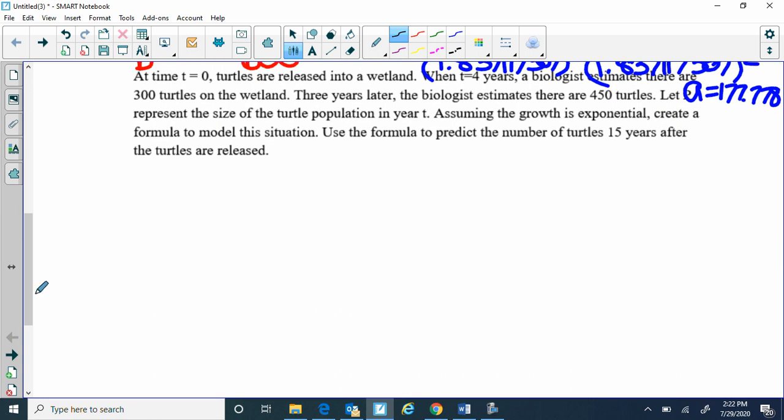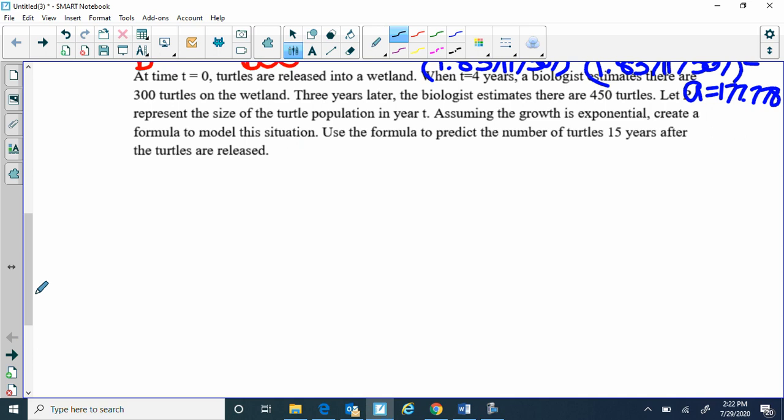Now let's take a look at our next problem. At time t equals 0, turtles are released into a wetland. We don't know how many, so we don't have an a value yet. When t equals 4 years, a biologist estimates there are 300 turtles on the wetland. 3 years later, the biologist estimates there are 450 turtles.